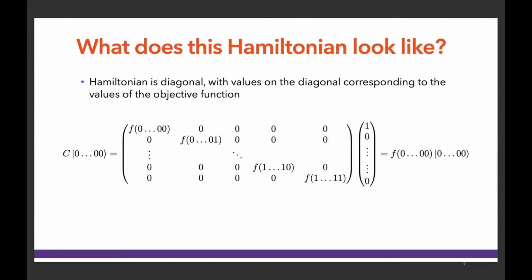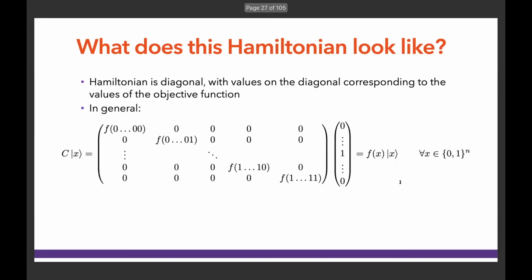And so if it acts on a computational basis state, let's say all zeros, the vacuum state, then what comes out is the value of that objective function on the corresponding binary string. So in general, this Hamiltonian acts on a computational basis state by adding a factor equal to the value of the objective function of this binary string. And this is the operator we're trying to build. This is the operator that we're going to use to represent our classical objective function on qubits.